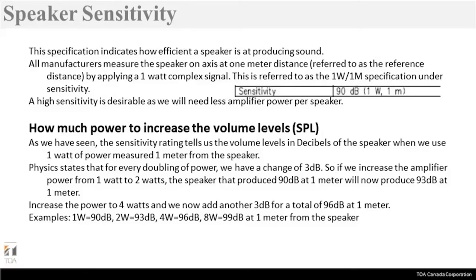So you have to look at the spec and determine what the dB levels are at the space where you are planning to install the speaker. At the same time, you have to look at what sensitivity the speaker offers. So you have to make sure it matches correctly.